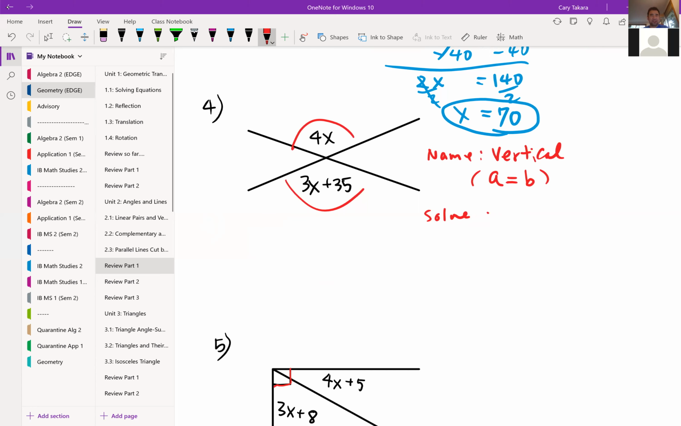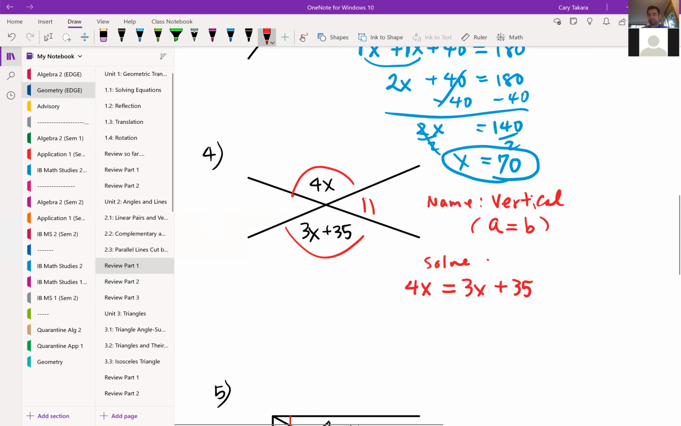Now let's solve it. So they are equal. You're going to set it equal to each other. So 4x is equal to 3x plus 35. Not 180, okay? They are equal. Now let's solve it. I'll give you 1 minute, okay?